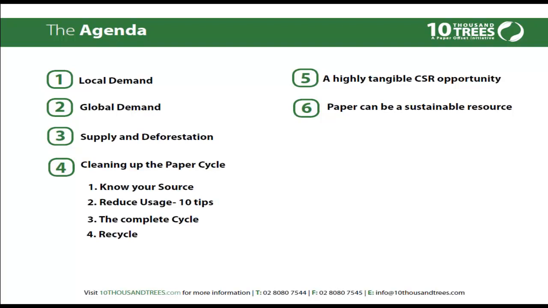And by the paper cycle, I mean from where it comes from in terms of the source, in terms of how we use it and how we can use it more effectively. We talk about the complete cycle, taking everything into consideration, and then finally recycling and getting rid of the paper that you're using. I'll also touch on how, not just about paper, but when we talk about green initiatives and stuff like that, it actually is a highly tangible CSR opportunity. And finally wrap it up by talking about how paper can be a sustainable resource and how we can actually make it a better resource in terms of what we're doing.